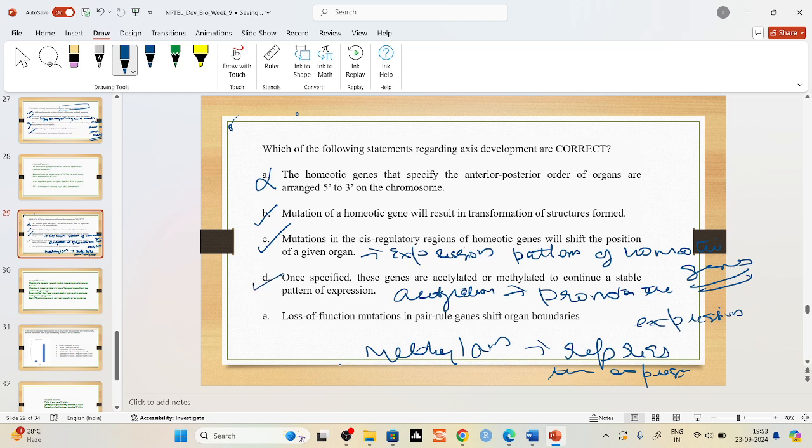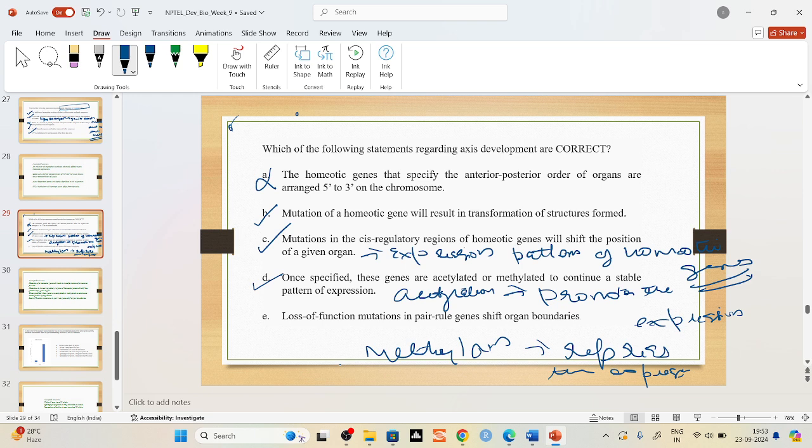Then, loss of function mutation in pair rule genes will shift organ boundary. Yes. So pair rule genes are crucial for defining segments in early development, and their loss can lead to shift or disruption of organ boundaries. So we have gap genes, we have pair rule genes. These pair rule genes divide the body into segments. And dividing the body into segments means that we are putting boundaries.